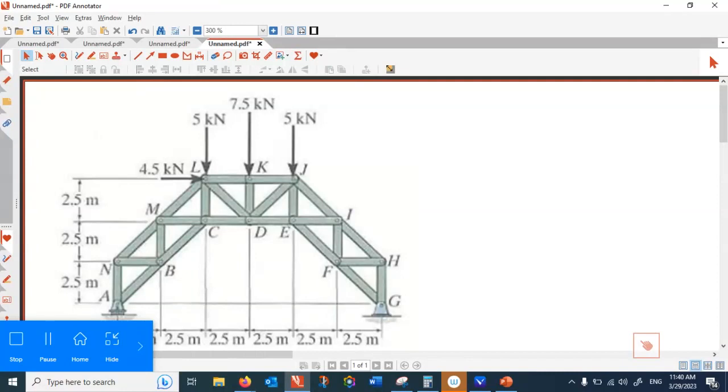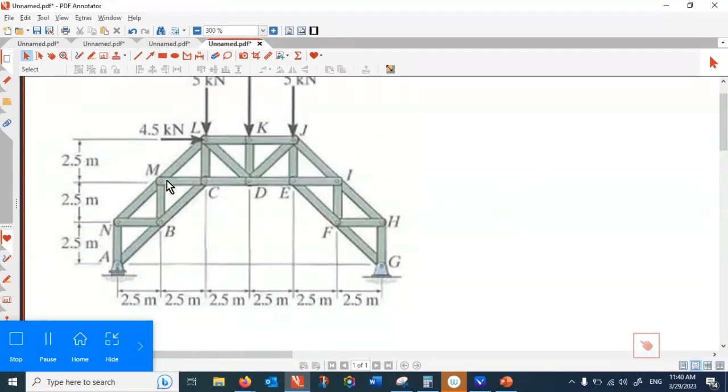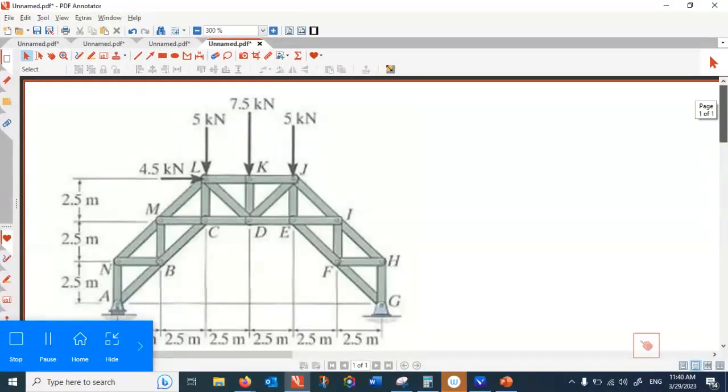Method of section. But before that, maybe we have to find the reactions. So if we use the method of section and want to keep the left-hand side free body diagram, we find the reaction at A. So what is the reaction at A? Careful, this is not symmetric. Why is this not symmetric? Because of that 4.5 kilonewton. If 4.5 was not here, we could easily add these forces and divide that by 2. That was the reaction at the bottom. But this is not the case now.